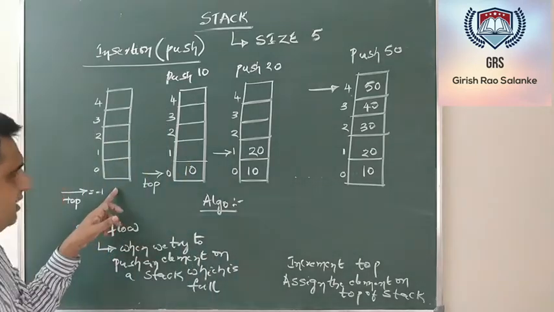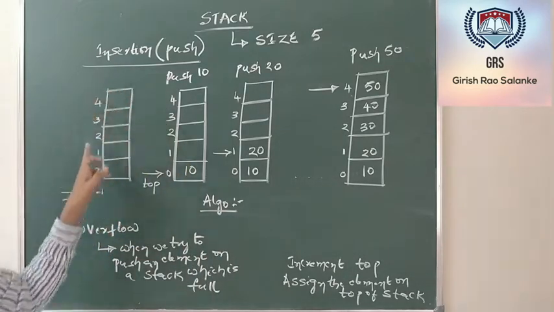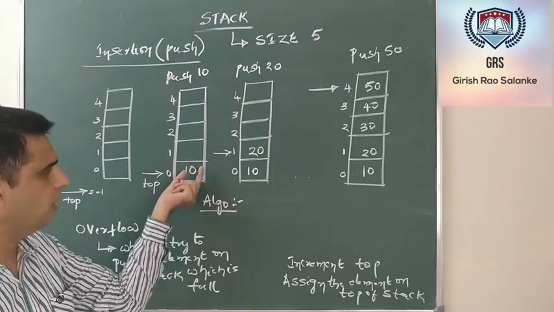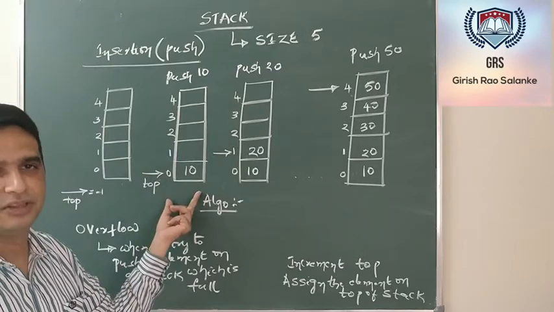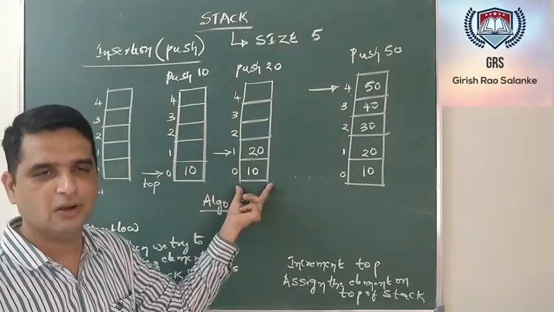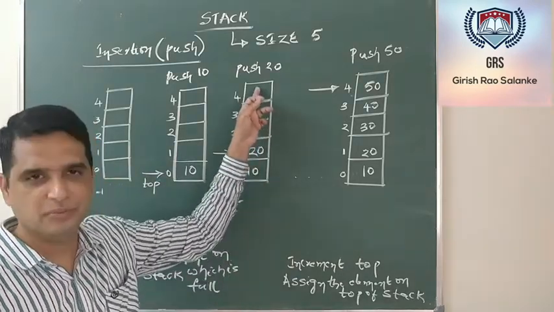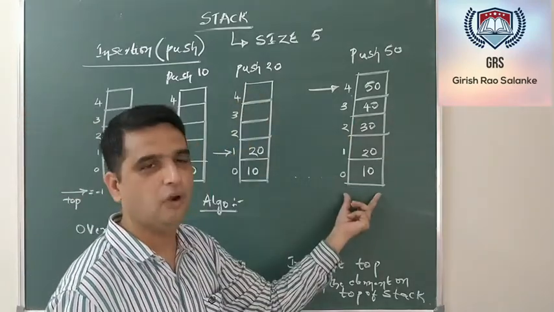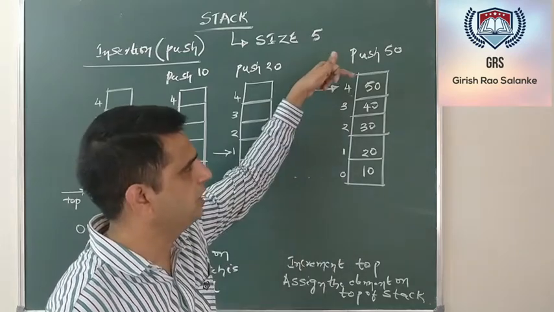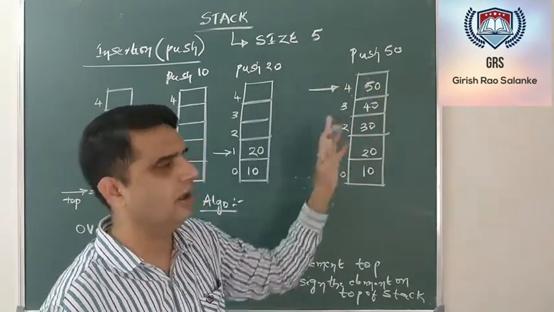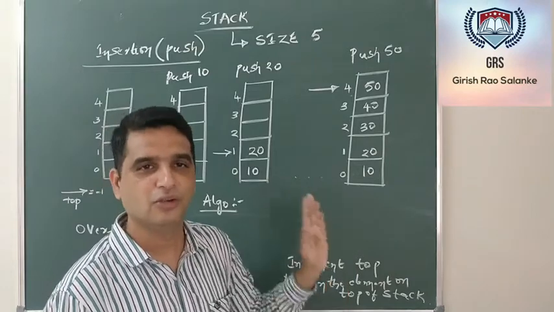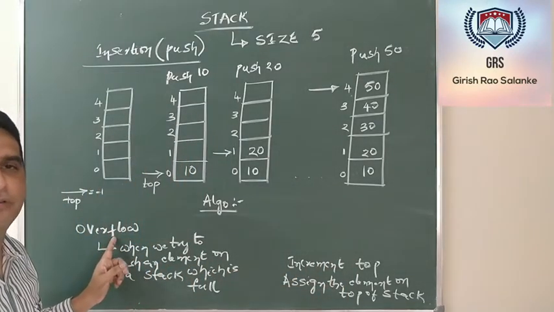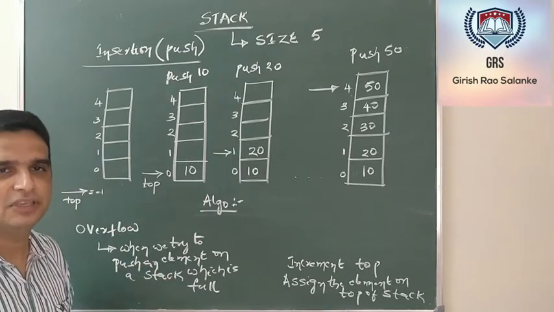If I take this instance, is it overflow? No, because there are no elements in my stack. I can push. In this case, is it overflow? No, because there is only one element. I can push 4 more elements. Even this is not overflow, because there are 3 empty slots, which implies I can insert 3 more elements. But in this case, my stack is full, and if I try to push a new element, say 60, then your stack cannot hold 60 because the stack is full. So that condition is called overflow. Overflow occurs when we try to perform a push operation on a stack which is full.